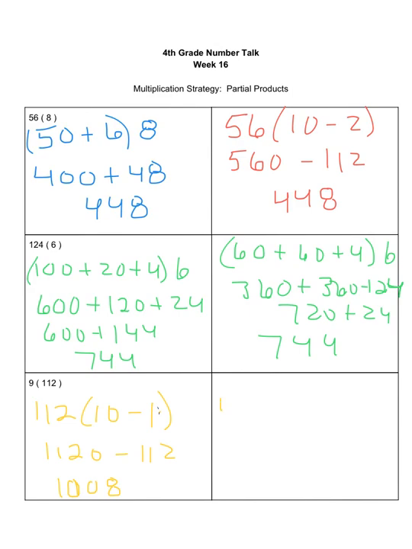Or you could have done it this way. You could have broken it up into 100 plus 10 plus 2 times 9. So 9 times 100 is 900. 9 times 10 is 90. 9 times 2 is 18. So I'm left with 990 plus 18, which again gives me that 1008.